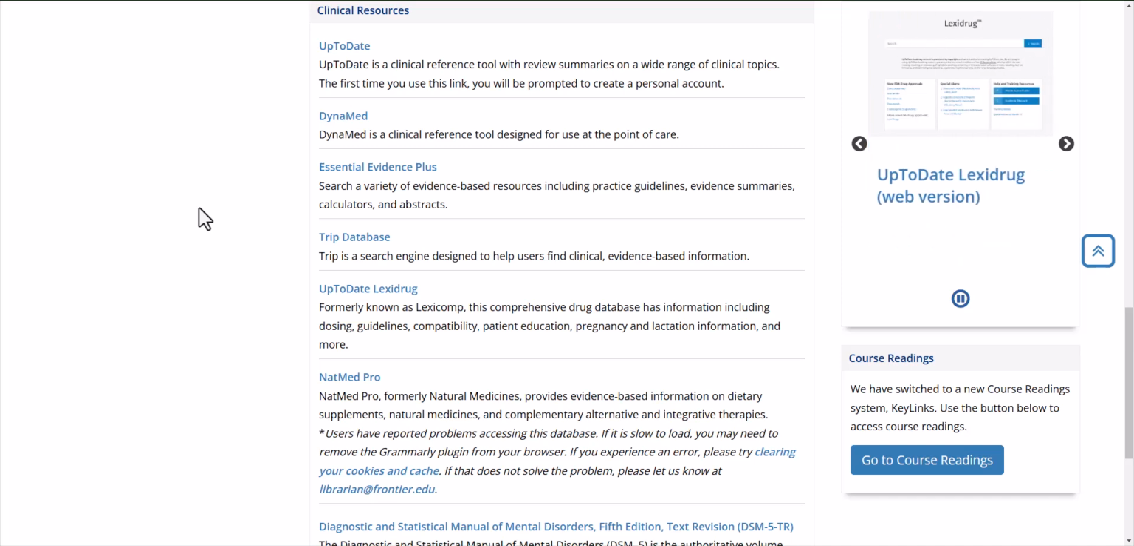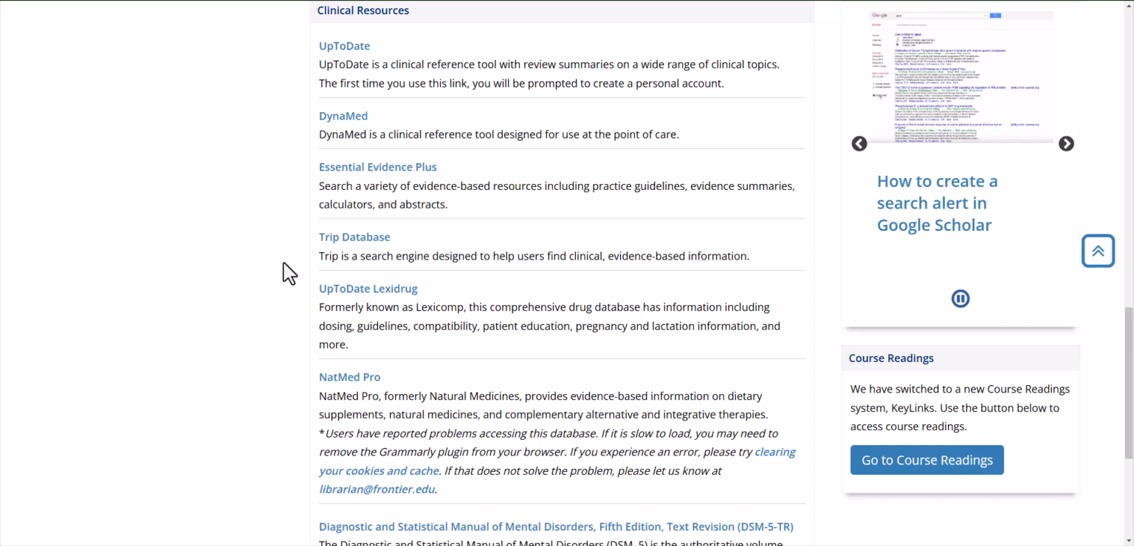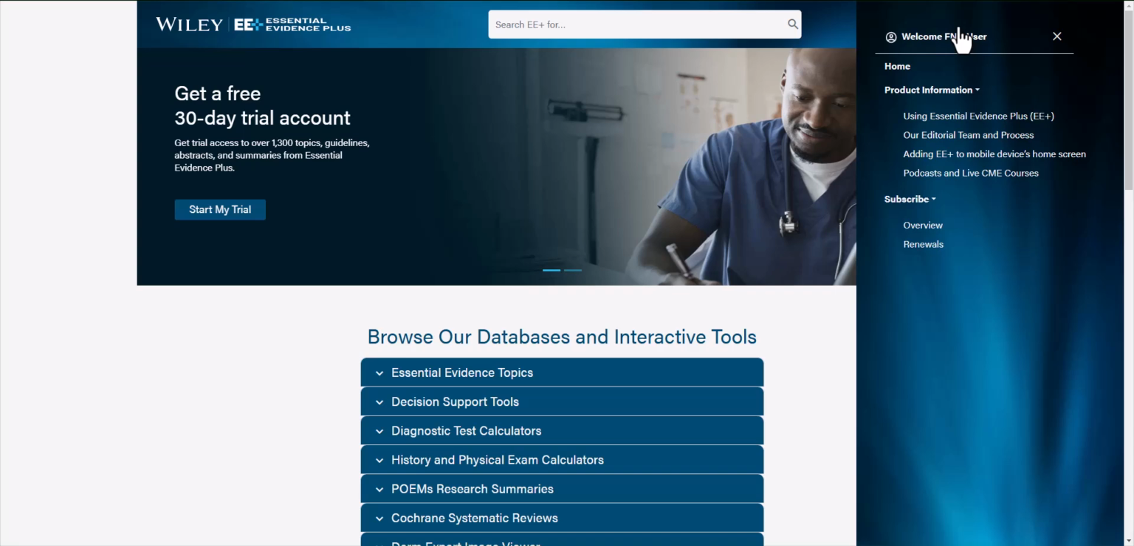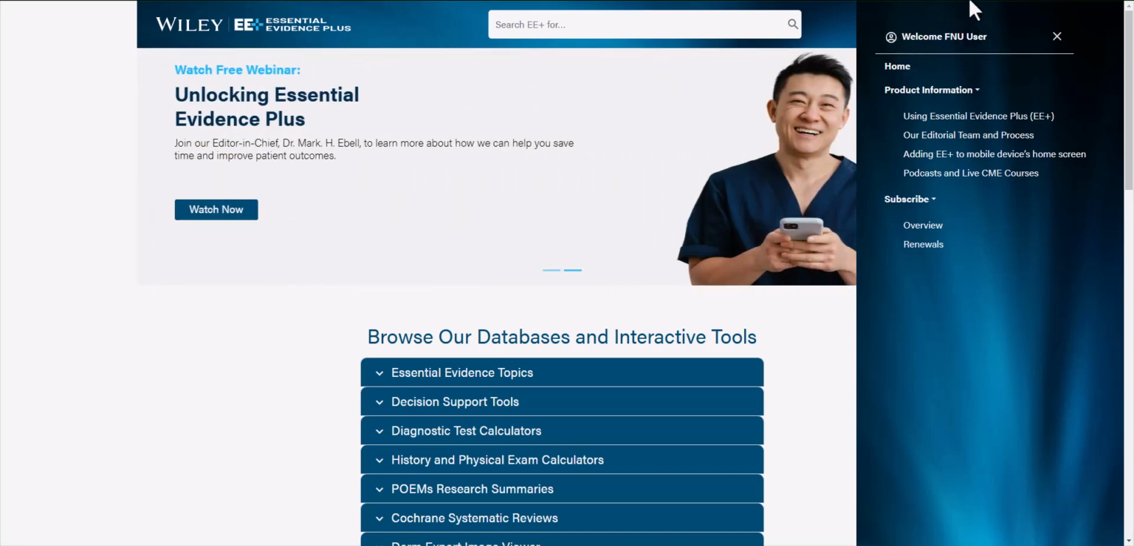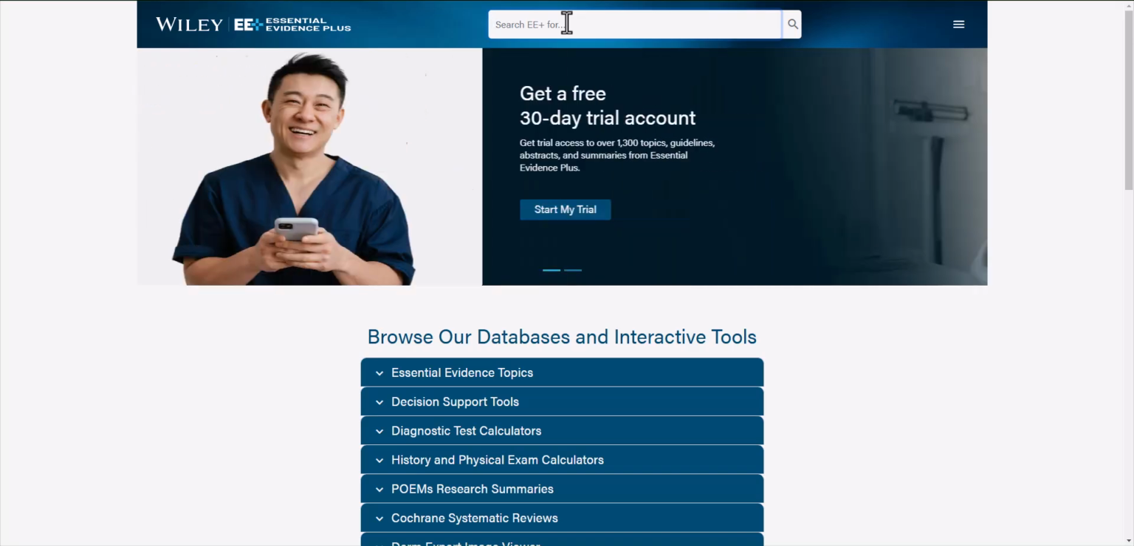To access Essential Evidence Plus, you can simply click on the link from the library's homepage under Clinical Resources. You no longer have to create a personal account to access Essential Evidence Plus. To make sure that you are logged into Essential Evidence Plus as a Frontier user, click on the menu icon in the upper right-hand corner. As long as it says Welcome FNU User, you should be good to go. Go to the search box at the very top and then type in your search term.